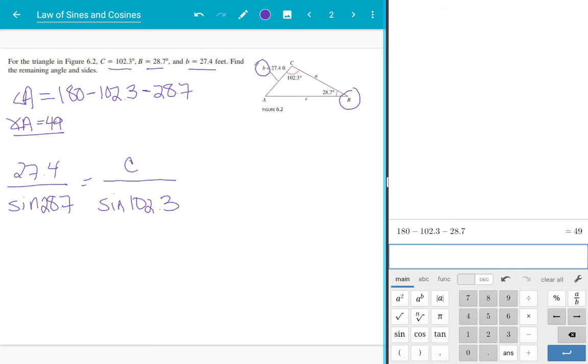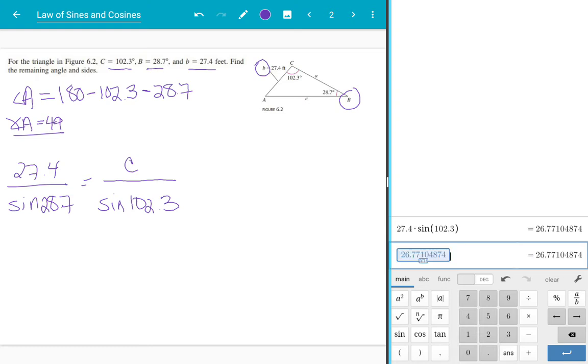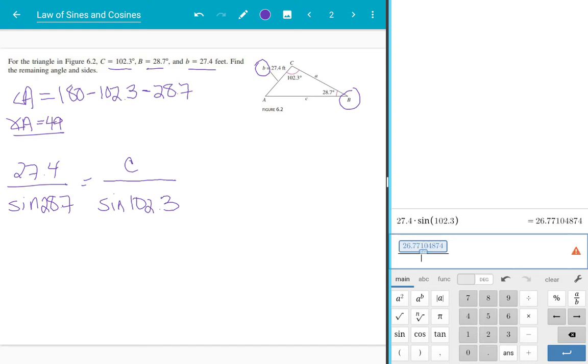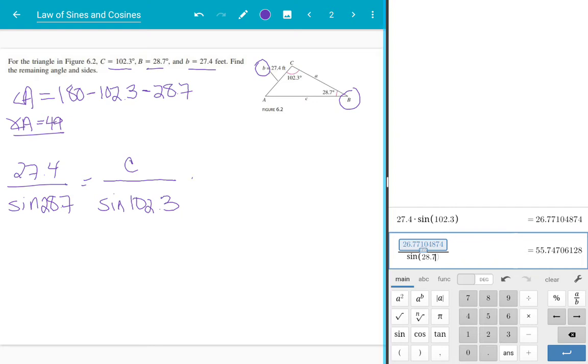So basically what we're going to have here, and I'm just going to do it in one step, we're going to have 27.4 times the sine of 102.3. Figure out what that's equal to, okay? And we're going to take that answer and we're going to divide that by the sine of 28.7. Okay, and we get 55.7. So c is approximately 55.7.